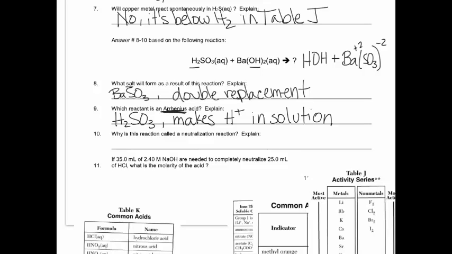Number 10, why is this reaction called a neutralization reaction? The products are neutral, or you could say that the acid and the base neutralize each other. And then to justify that, you can say water and salt are neutral.